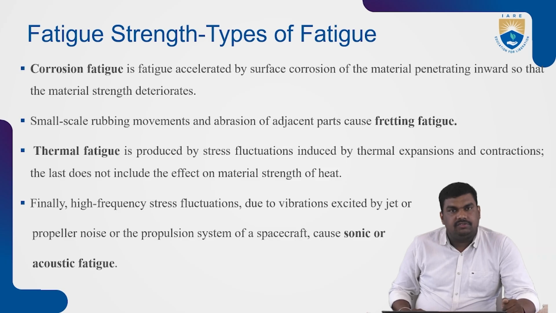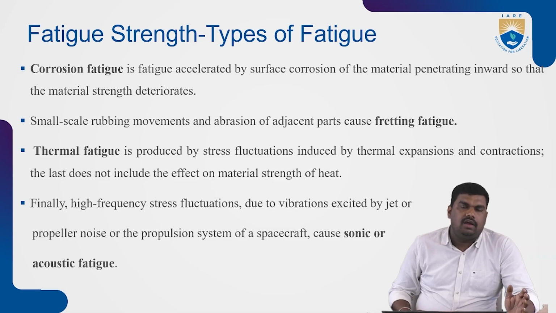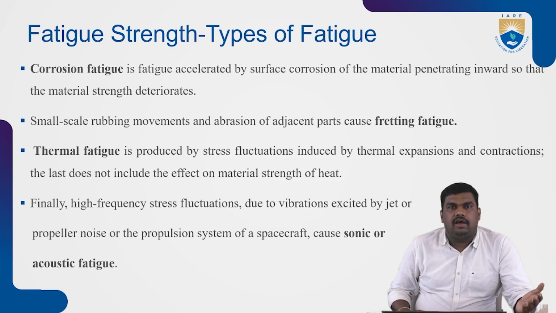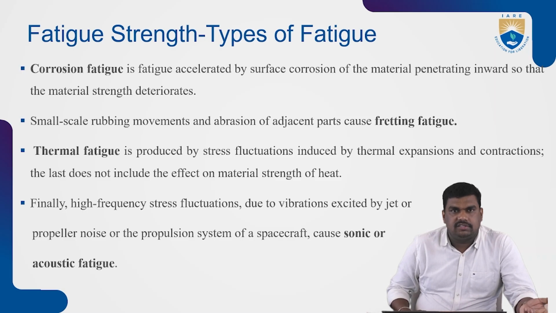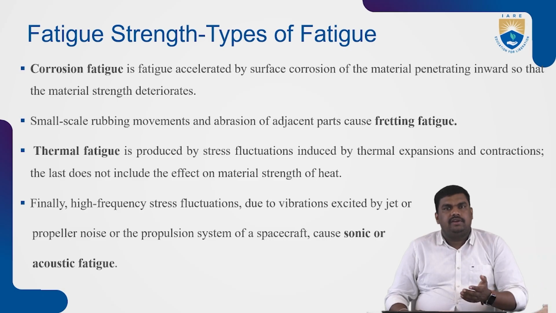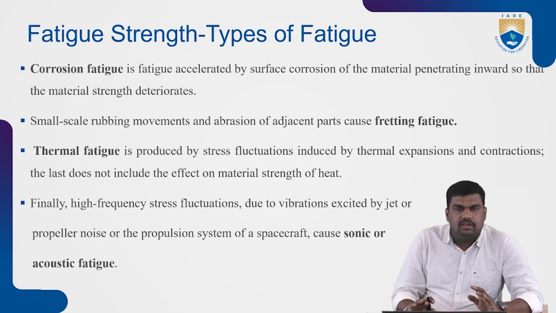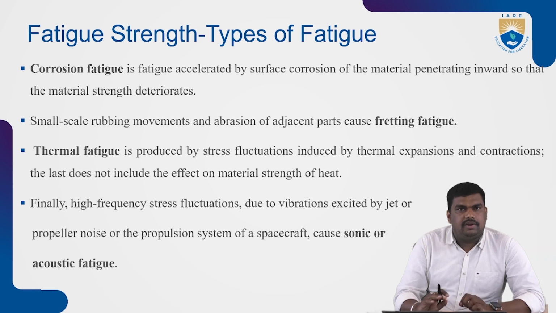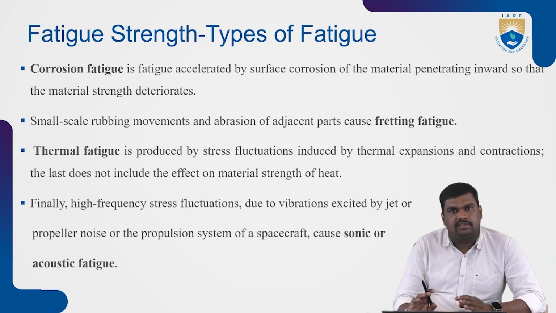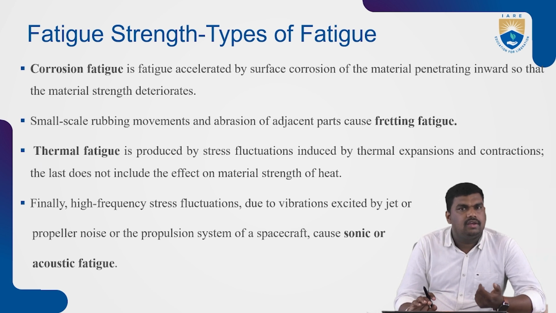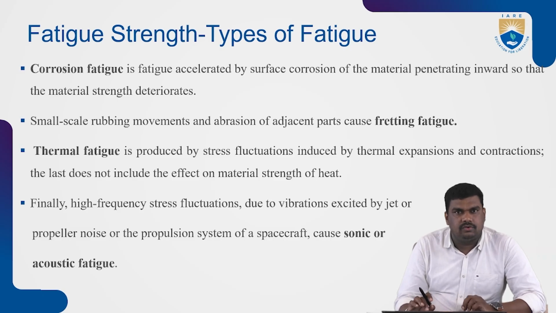Corrosion fatigue is fatigue accelerated by surface corrosion of the material penetrating inward so that the material strength deteriorates. Corrosion will occur when a material is exposed to air, and the normal moisture content available in the air itself acts as an electrolyte. That is the corrosion basics: when there are two dissimilar metals, one metal acts as an anode and the other acts as a cathode. Because of that, even in the same material you will experience corrosion. You cannot avoid corrosion, but you can prevent it, and first of all you can extend the lifetime itself.